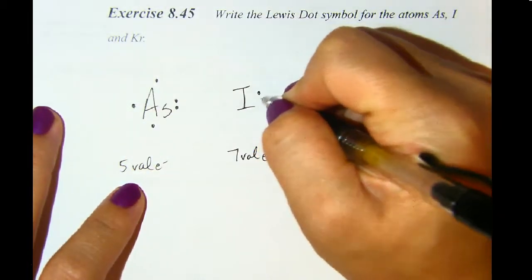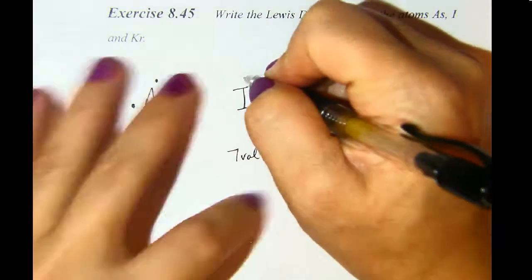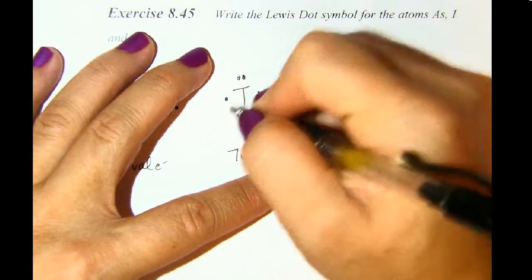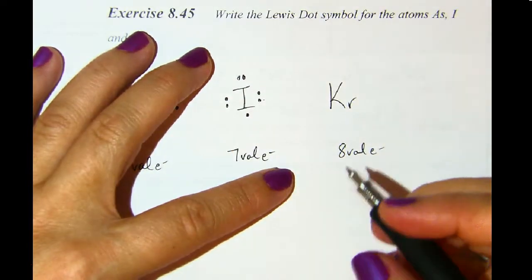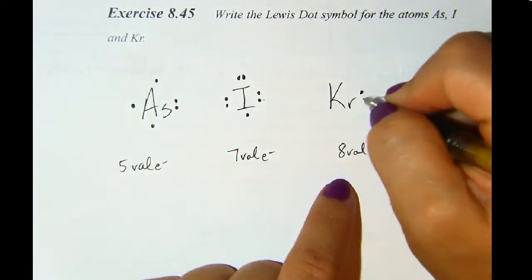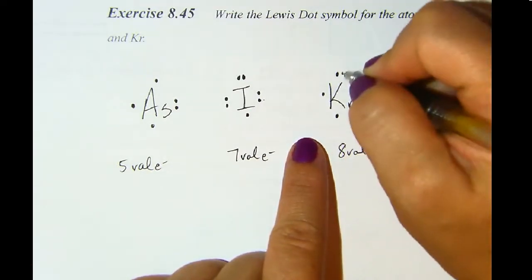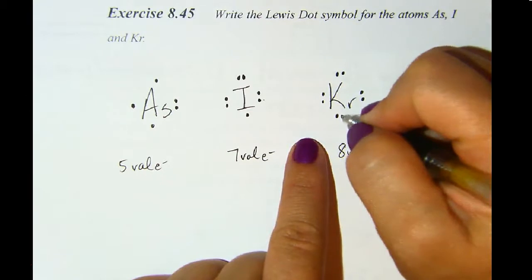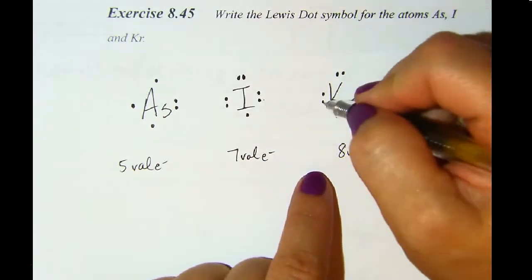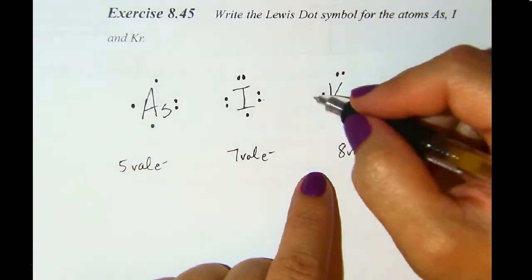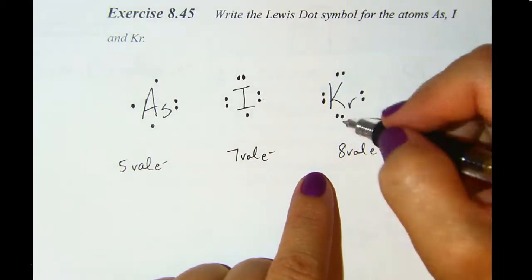We'll have our pair first, 2, 3, 4, 5, 6, 7 around iodine, and then here we'll have 2, and then it'll go 3, 4, 5, 6, 7, 8. So it really doesn't matter in what order you draw them in. It's just the first 2 are paired off, and then you're going to go single, single, single, and then we're going to go pair, pair, pair.